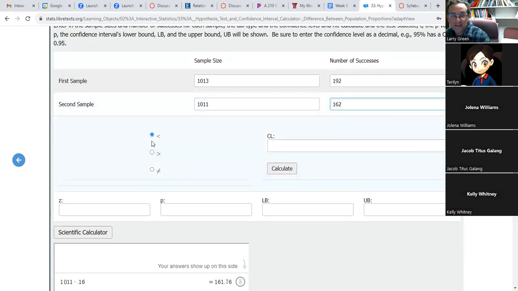Okay, it asks less than, greater than, not equal to. Our hypothesis had a greater than. Let's use a 95% confidence level, 0.95, and hit calculate.